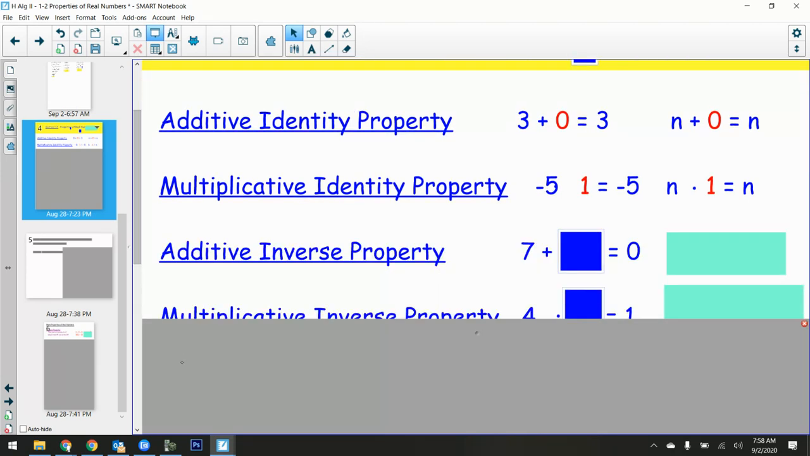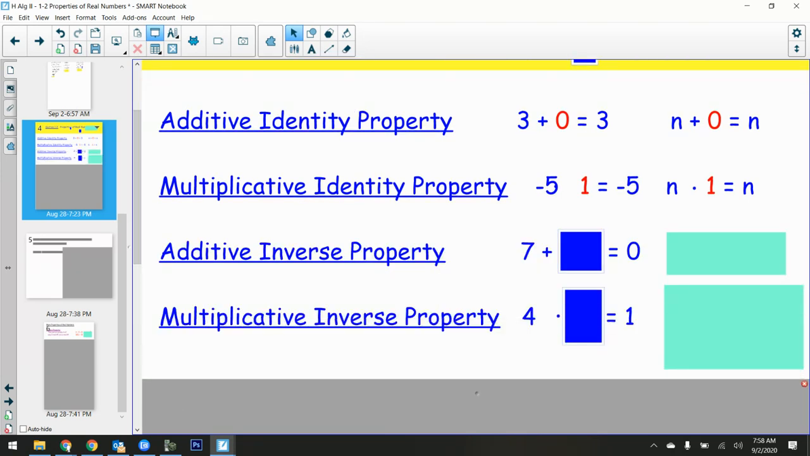And inverse, and we have both additive and multiplicative. An inverse is whatever you do to get back to the identity. That's the definition of an inverse. You can perform that operation to get back to the identity. That would be considered the inverse.